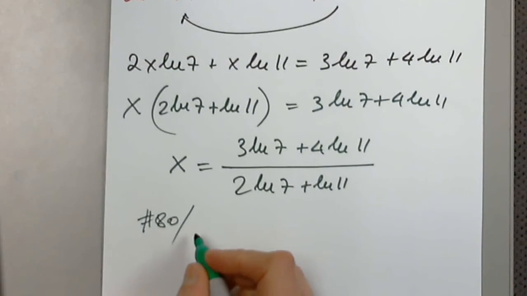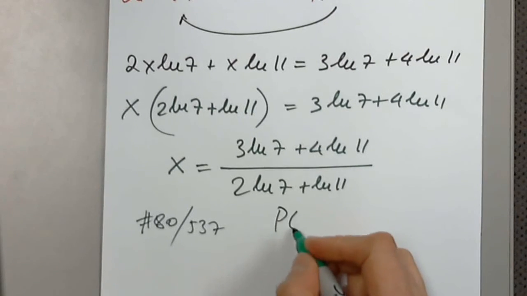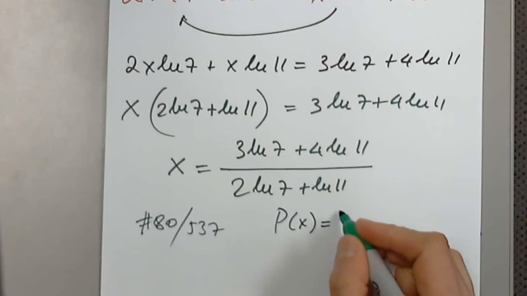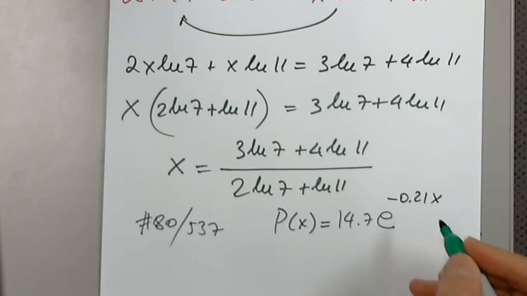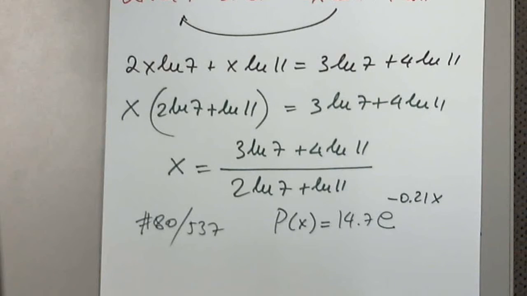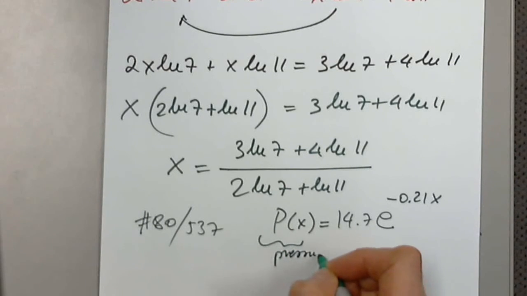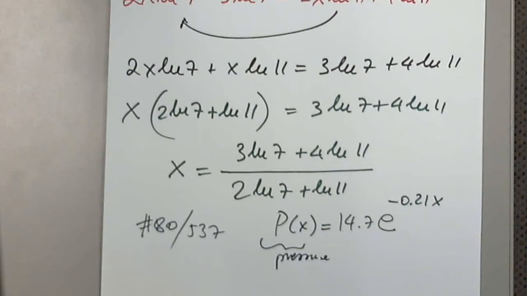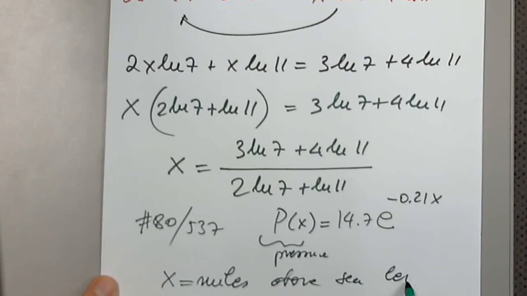on page 537. The function p of x equals 14.7 times e to negative 0.21x models the average atmospheric pressure p of x in pounds per square inch. So this is the pressure, at an altitude of x miles above sea level. X miles above sea level. I have to take notes when I read.